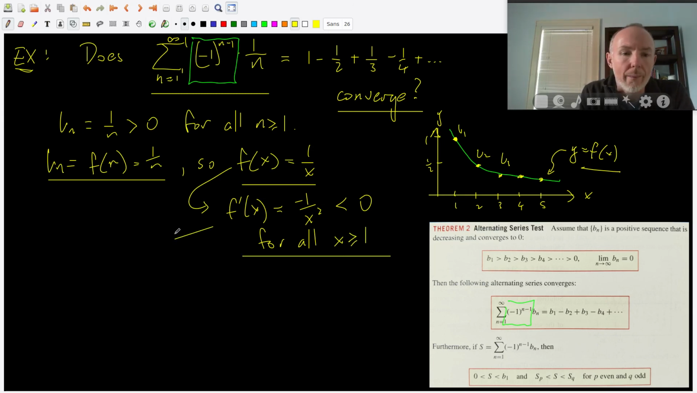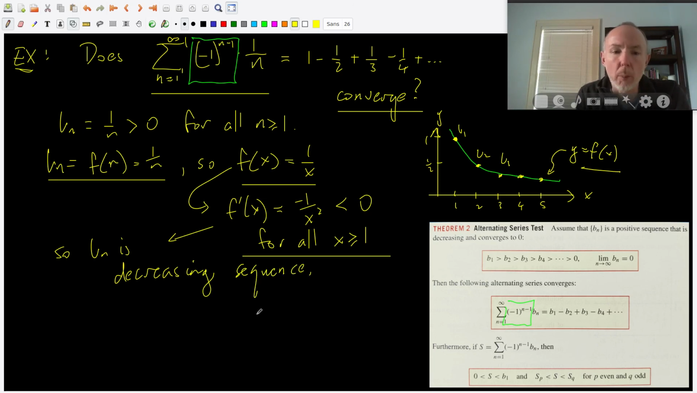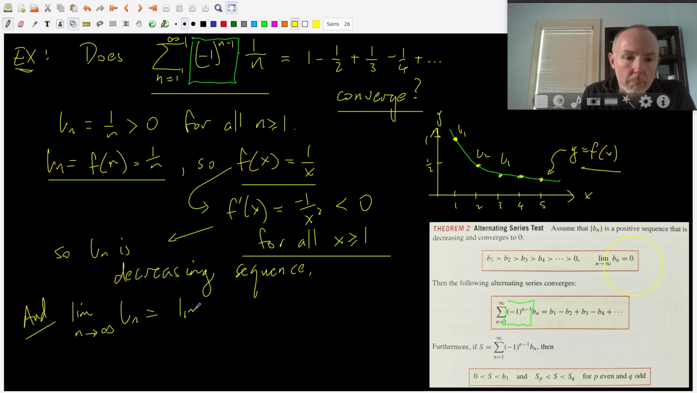And so what this tells us is that b sub n is a decreasing sequence. And that's the key. b sub n is a decreasing sequence. It's positive, and the last thing we have to look at is that limit. What's the limit as n goes to infinity of b sub n? Because that's the last condition of our test.